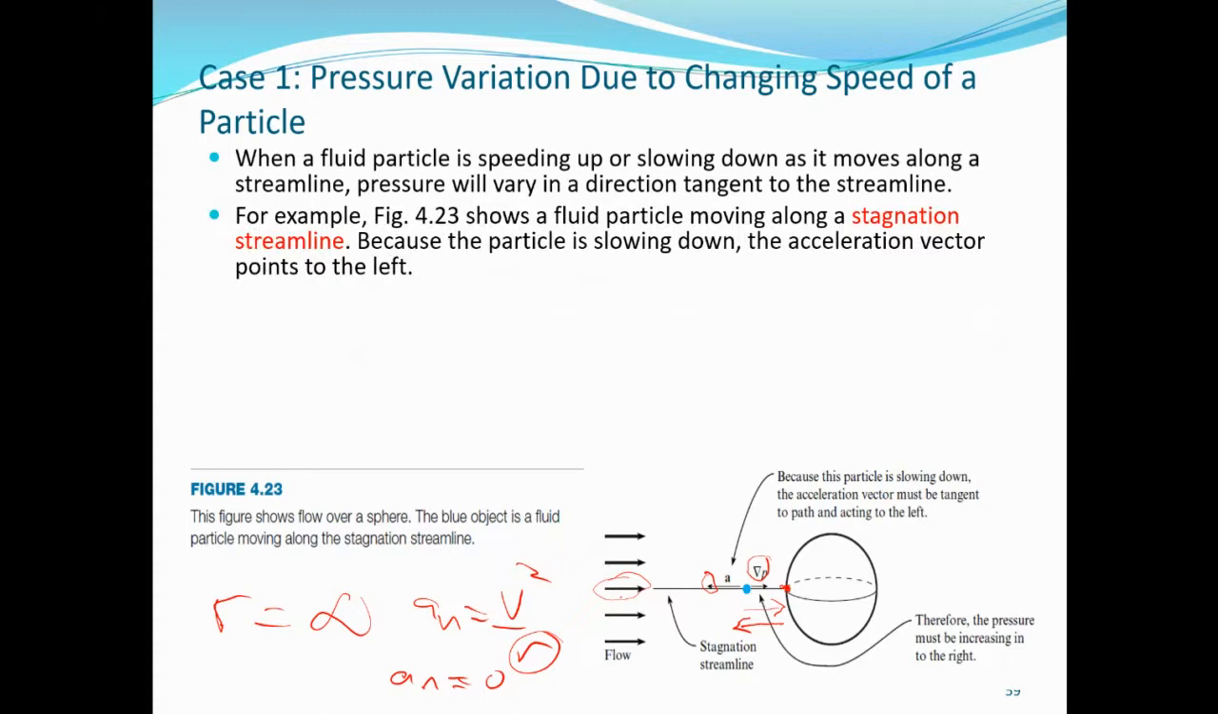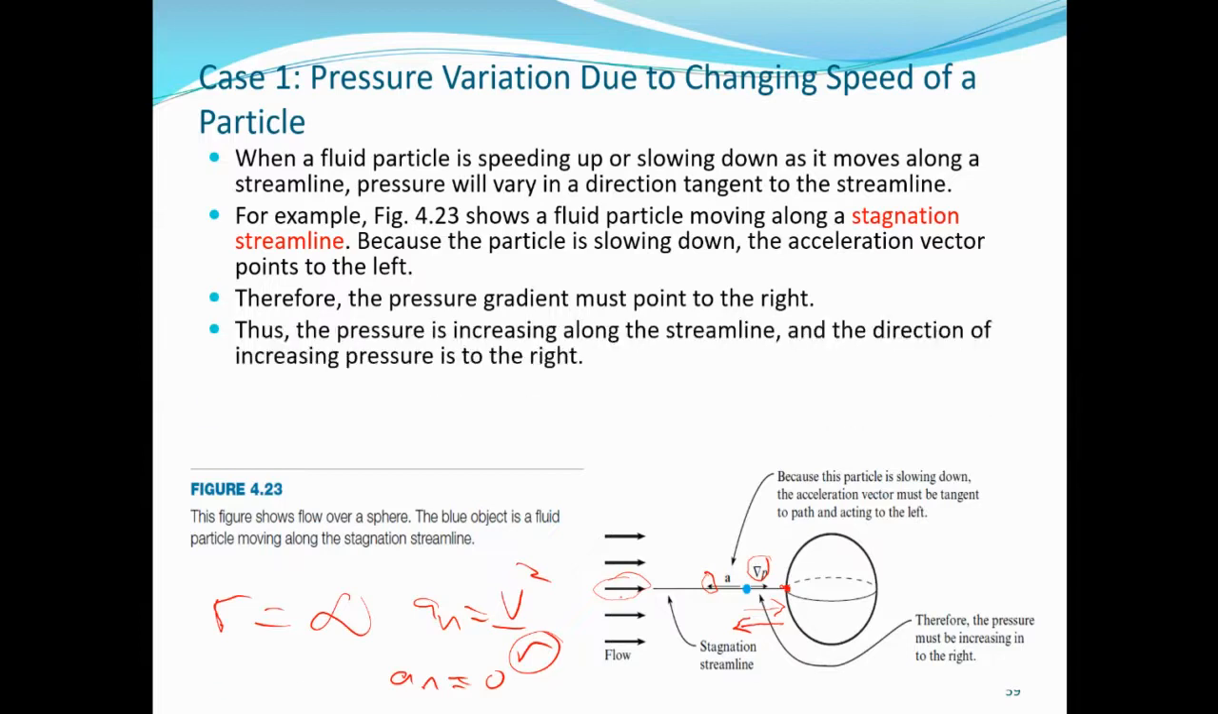So, for example, this figure shows a fluid particle moving along its stagnation line. Because the particle is slowing down, the acceleration vector points to the left. This I explained. Therefore, the pressure gradient must point right, because of the negative sign, because of the fact that minus del P is equal to rho a, this minus sign. So this and this must have opposite direction. Thus, the pressure is increasing along the streamline, and the direction of increasing pressure is to the right.